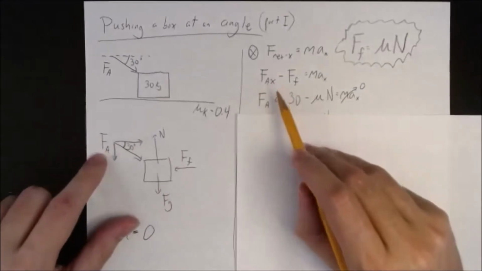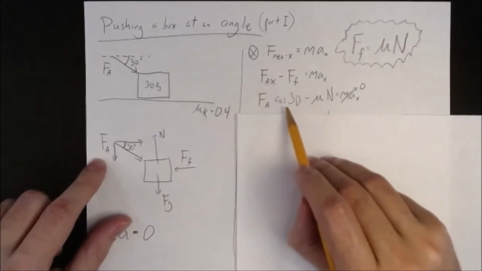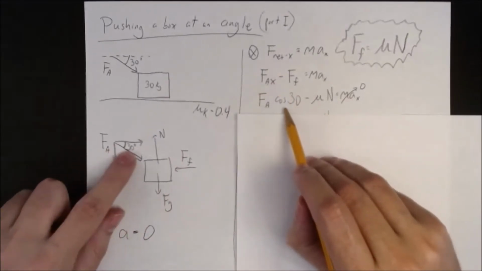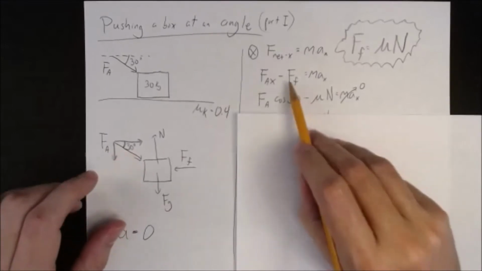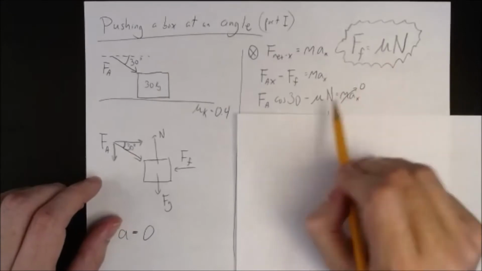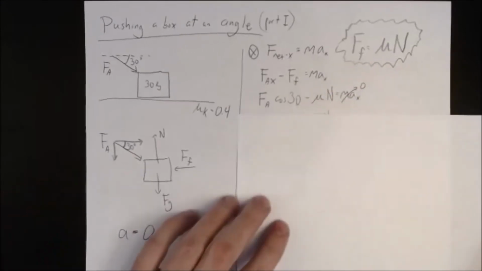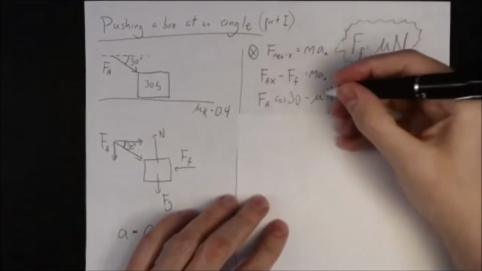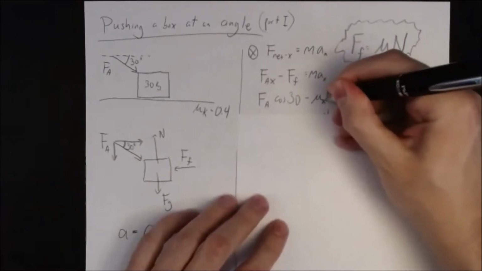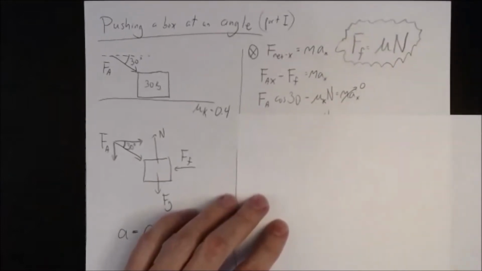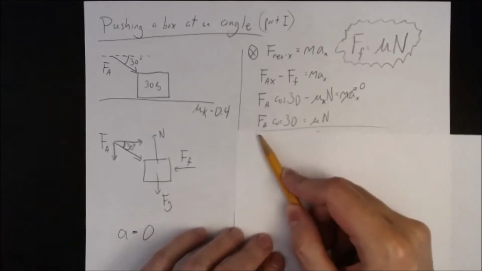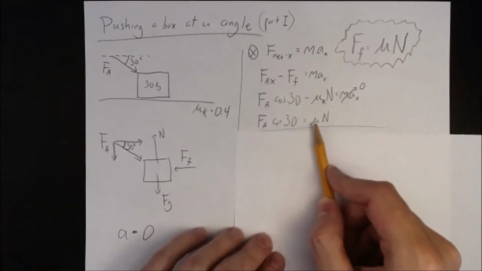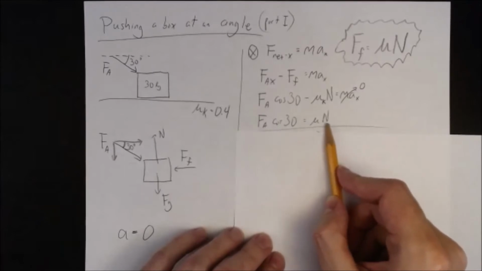Fax is going to be Fa times the cosine of theta, because you can draw the triangles in there and do the SOHCAHTOA and everything, minus the force of friction, mu n. This is specifically mu k times n. Perhaps I should have specified that, but it is mu k times n. And we say, okay, force applied times the cosine of 30 is equal to mu times n.